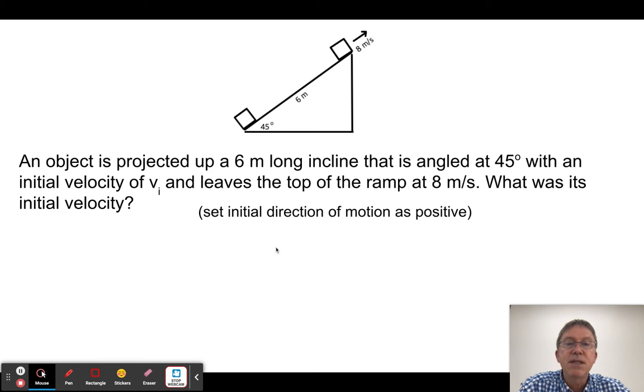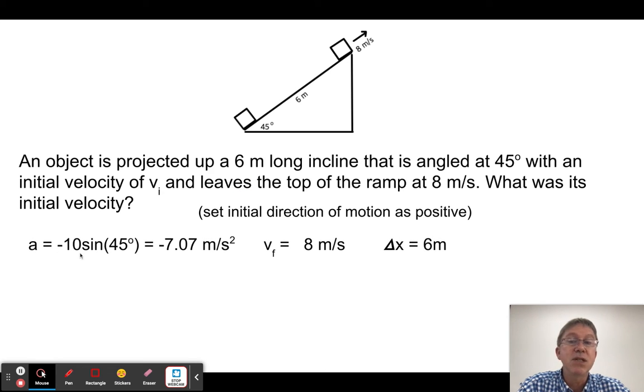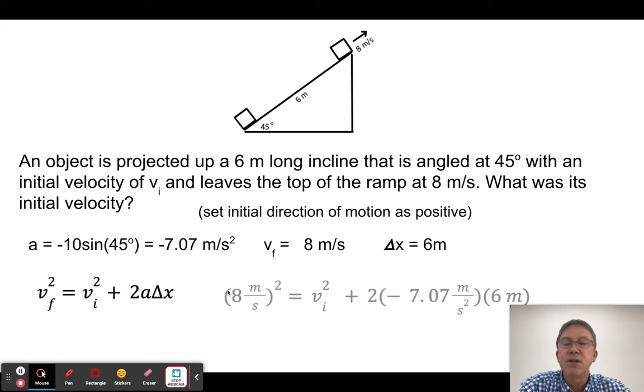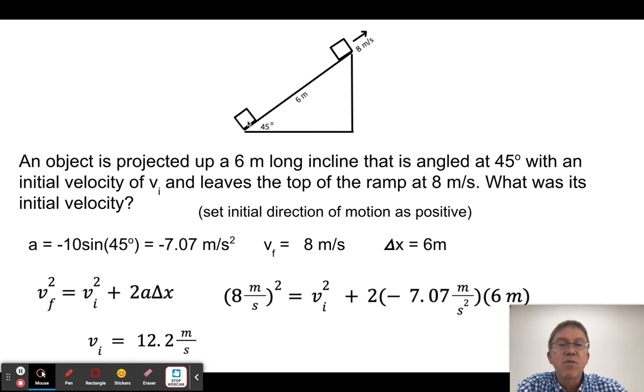Basically, I'm going to set the up direction as positive, so gravity is therefore going to be negative. I'm going to say acceleration is equal to g sine theta. g is going to be negative 10 in this case, so I get negative 7.07 meters per second squared. The final velocity is 8 meters per second. The displacement is 6, and I'm looking for the initial velocity, so it's going to be this old equation here: final velocity squared equals initial velocity squared plus 2a delta x. Let's just substitute in our values. And remember, I have a negative value for acceleration here. What I end up getting is it started off at 12.2 meters per second, and it left the top at 8 meters per second.